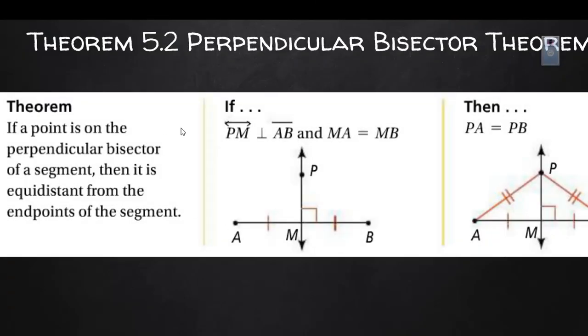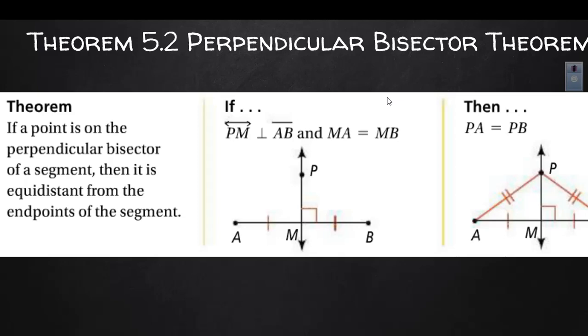So let's take a look here. Theorem 5.2, the perpendicular bisector theorem. If a point is on the perpendicular bisector of a segment, then it's equidistant from the endpoints of the segment. So if we have a point somewhere on this perpendicular bisector, we know it's a perpendicular bisector because it meets this side at a right angle and it cuts this segment in half.